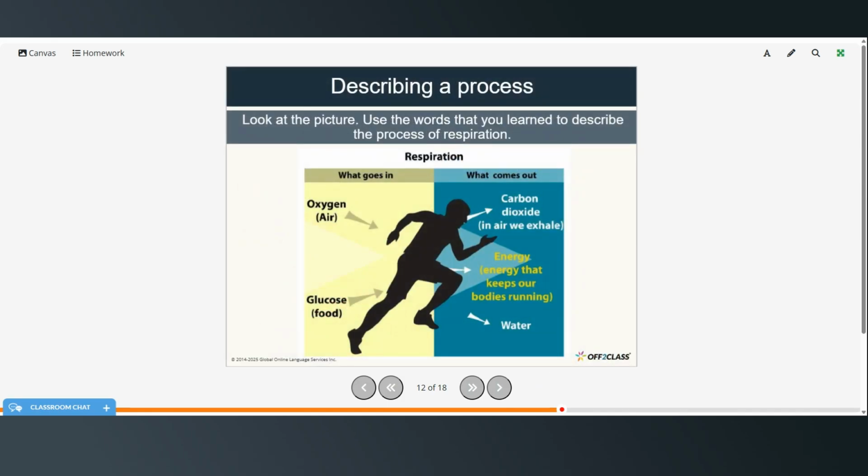So look at the picture and use the words that you've learned to describe the process of respiration. So we have the oxygen or air going in, the glucose going in. Coming out is carbon dioxide being released. Energy keeps our bodies running, and water in the form of sweat are all things that are released by the body.